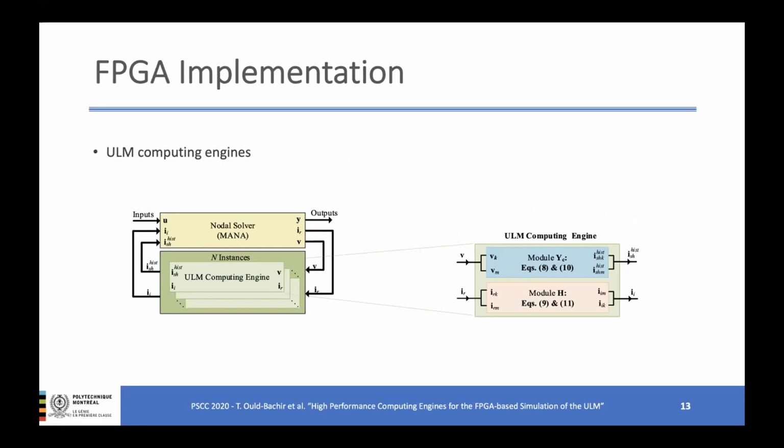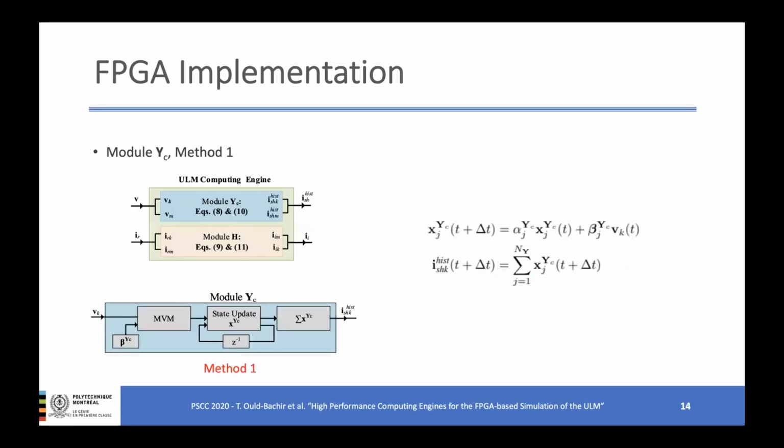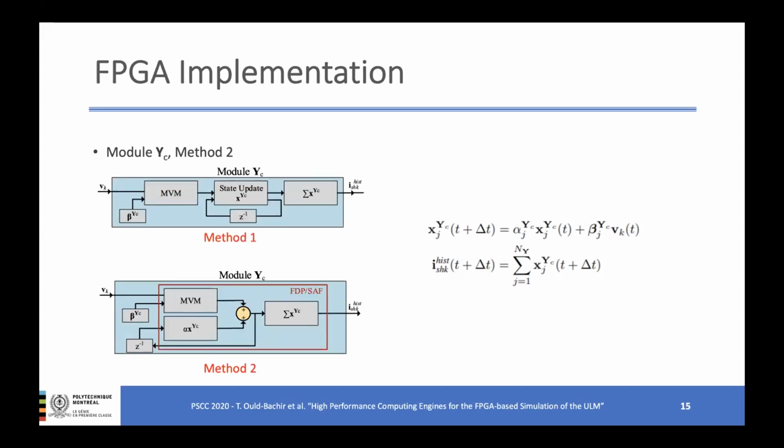Each computing engine is comprised of 2 modules, one for the YC function and the second one for the H function. If we start with the first one, the model for the YC, this is quite straightforward. So we have multiple state spaces that need to be computed. We do that serially. So we take one state variable at a time and we update it. This is the block diagram of it. And once we're done with this, we sum all these states to produce the shunt history current. We can move the blocks around to make it faster, to reduce the latency. And this is done by putting in parallel this block here and this one. Basically, it's just the sum of the 2. So we update the terms, and once we're done with that, we feed it to a reduction unit.